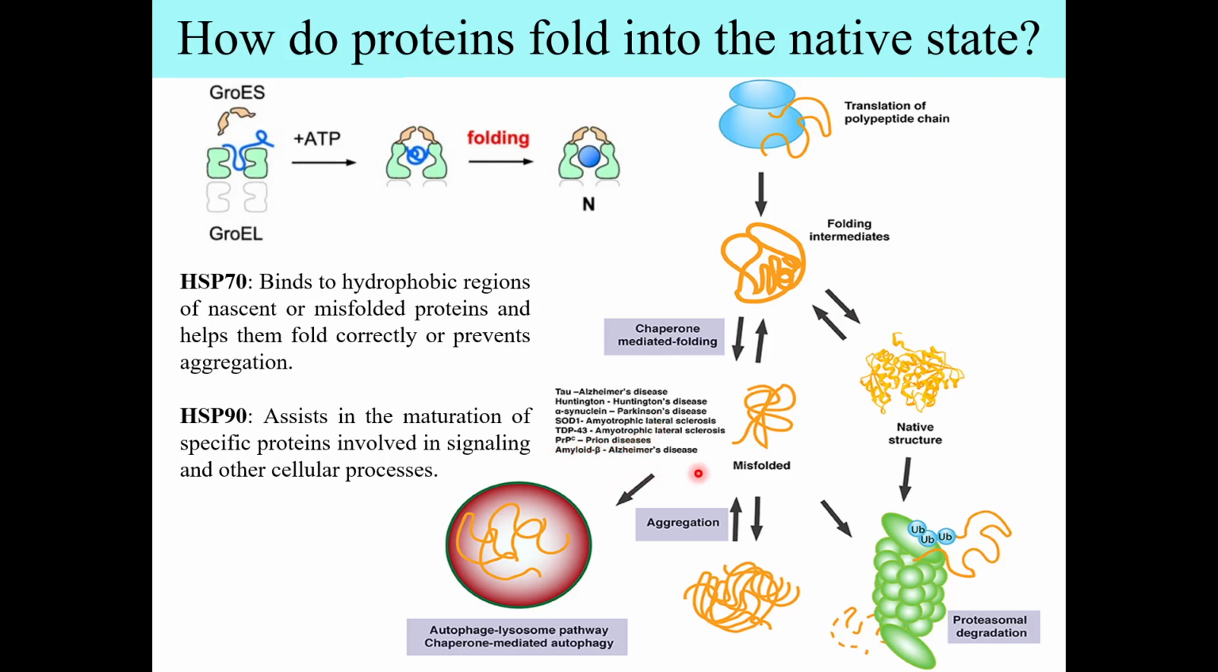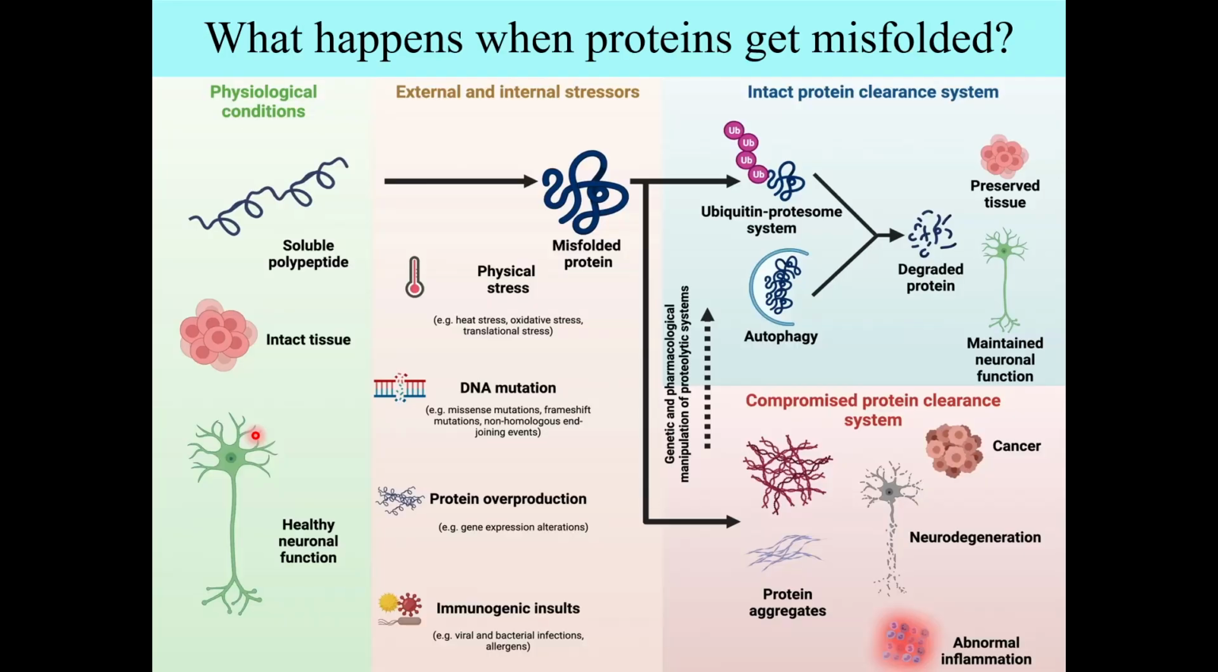For Alzheimer's, it is amyloid beta. So please remember all of these. Now, HSP70 binds to the hydrophobic regions of the nascent protein or the misfolded protein and helps them to fold correctly. This is the function of HSP70, which is a chaperone. HSP90 assists in the maturation of specific proteins involved in signaling and other cellular processes. Okay, I hope that is clear.